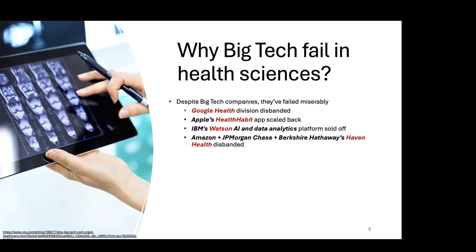Apple also had an app, a health habit app, a long time back, again two decades back, but they scaled back. It flopped. Why it flopped, I will talk about in a few minutes. But these are good examples that big tech companies, full of resources and among the richest companies in the world, still failed in the healthcare sector.